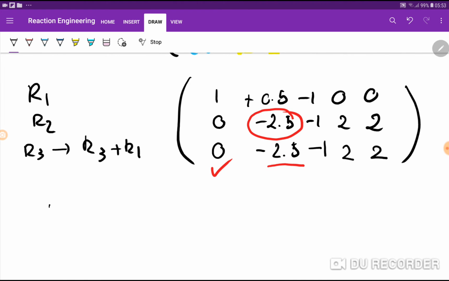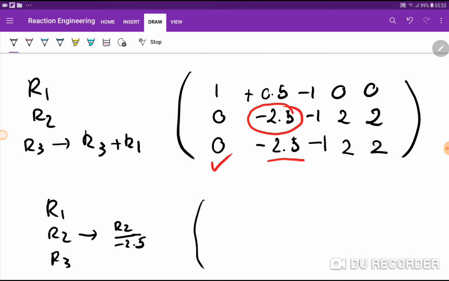Okay, so R1, R2, R3. What change can we do? What I did is replace R2 with R2 over negative 2.5. R1 and R3 keep the same, so I'm going to rewrite them first.